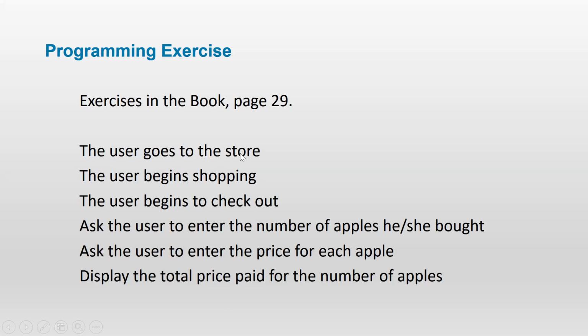The user goes to the store. You simply print out a statement. Just mimic the process, right? You can print out, the user goes to the store happily. The user begins shopping and the user begins to check out. And then this is where the interaction occurs. Ask the user to enter the number of apples he or she bought, and then ask the user to enter the price for each apple. And then you will display the total price paid for the number of apples. Okay, I will let you do that.